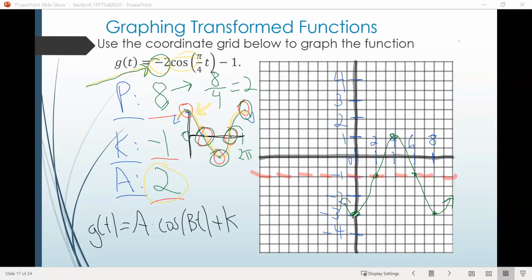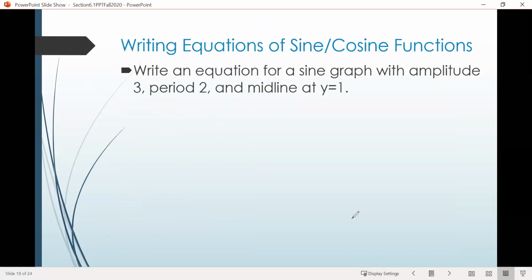Okay, and we could continue on from there and draw more points if we wanted to, although we don't have to, but I will anyways, and so we could have another period looking like that. All right. Sweet. All right, let's work on this question then.